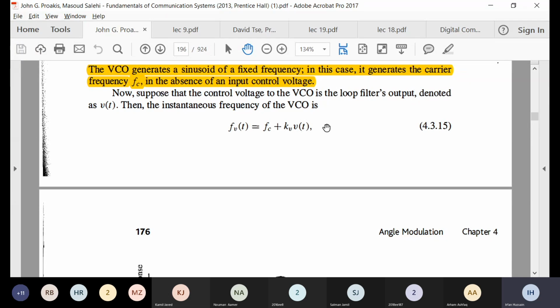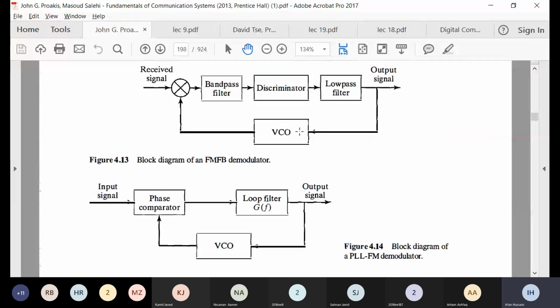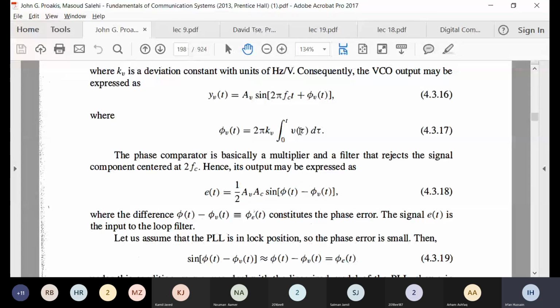This is also an FM signal whose message signal is v(t), and whose phase is the integral of v(t). All right. Now, this output of the message signal goes to the phase comparator. Okay. So what is a phase comparator?